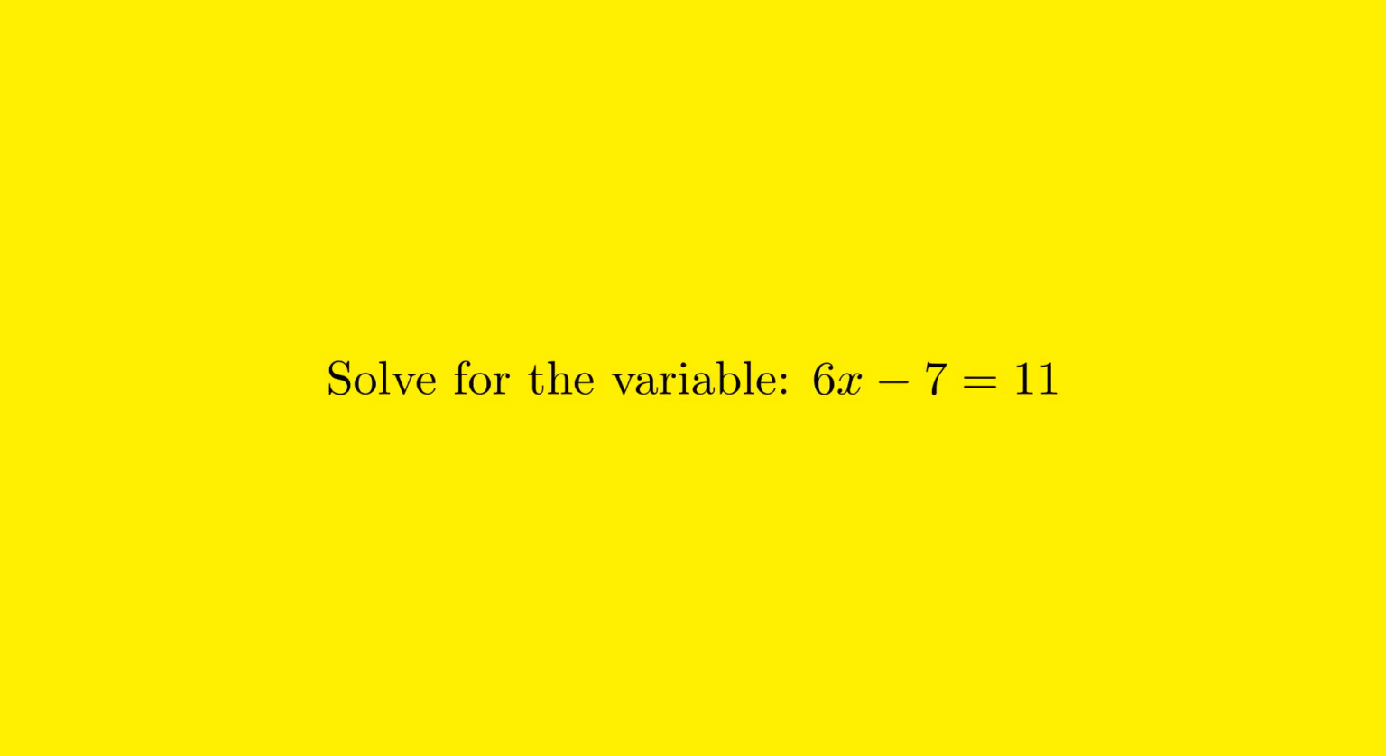Hello and welcome to our instructional video on how to solve for the variable in an algebraic equation. In this video, we will be solving the equation 6 times x minus 7 equals 11. By the end of this video, you will have a clear understanding of the steps involved in isolating the variable x. So grab a pen and paper and let's get started.